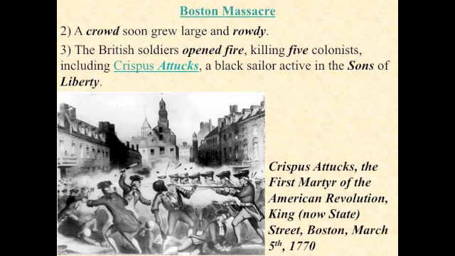Now, we don't know exactly who fired first or why they fired. It was basically snowballs and names that were being thrown around. The colonists didn't really have any weapons. But what we do know is that a shot gets fired. All of the British troops that were there fire, and 5 innocent people were killed, including Crispus Attucks, who was actually a black sailor that was pretty active in the Sons of Liberty. So he's considered the first martyr of the American Revolution.